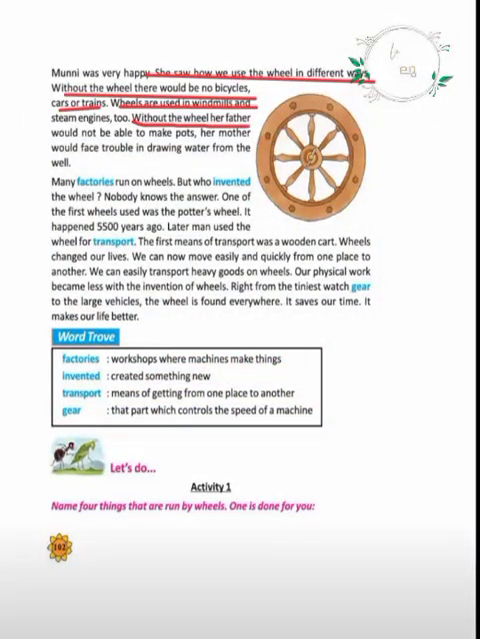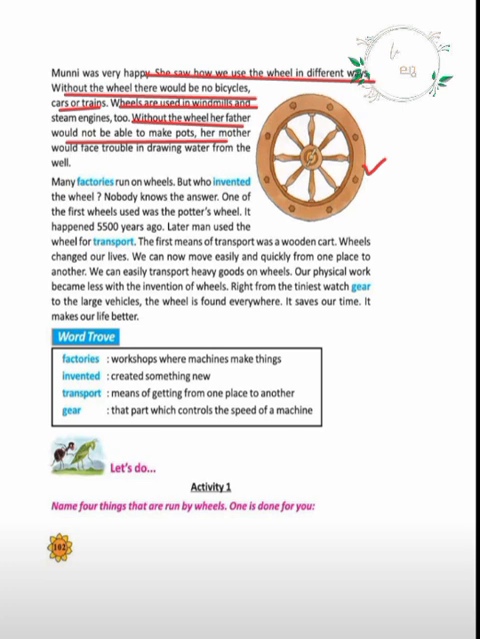Without the wheel, her father would not be able to make pots. So we learned earlier that Munni's father is a potter. He makes earthen pots, right? So without the wheel, her father can't make pots. Okay, so it's with the help of that wheel that her father makes these pots. You can see the wheel here, right? So with the help of this wheel, Munni's father makes earthen pots.